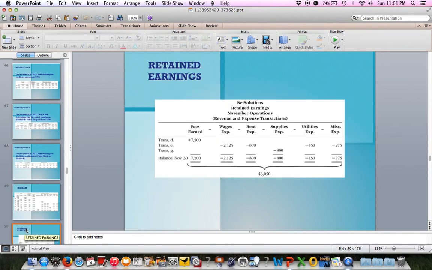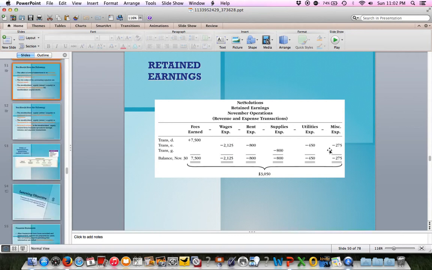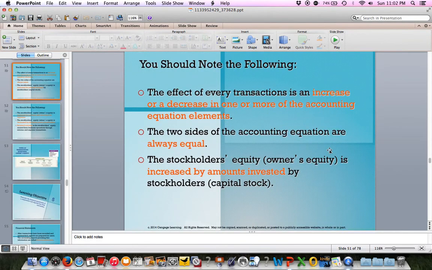And then we get to an account called retained earnings. And retained earnings basically is all of your revenue and your expense transactions. So you can see we had a revenue of a plus $7,500, a whole bunch of different expenses, and the net between the two is $3,050. And that $3,050 then basically is your net income, your revenues minus expenses.